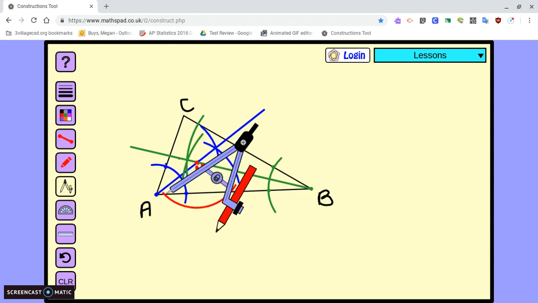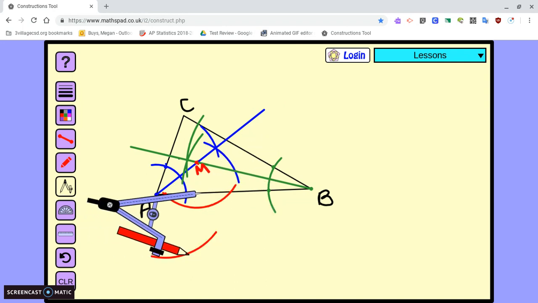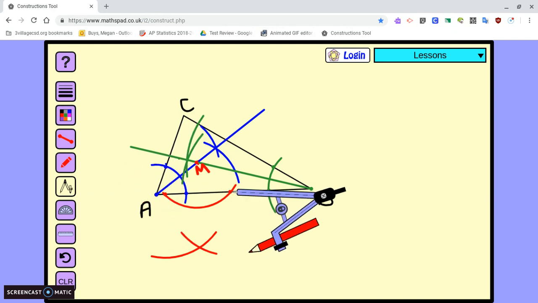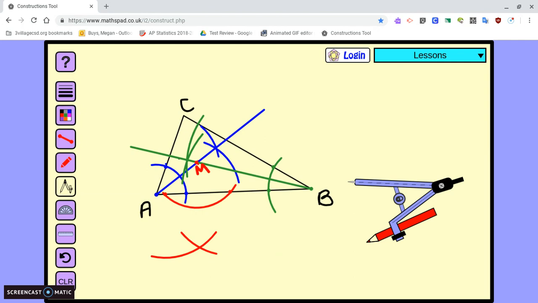Once we have that spot, we can either stretch out further or we can leave it alone. We're going to make an arc from that intersection and from the other intersection that's formed as well. Now we would just need to draw a straight line from M through our intersection, and it should form a perpendicular line. We're going to label that intersection point as D.